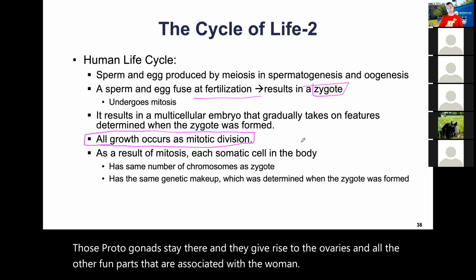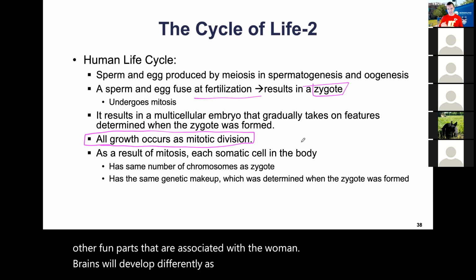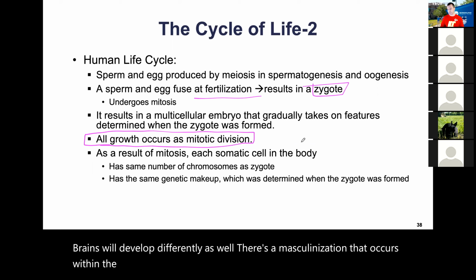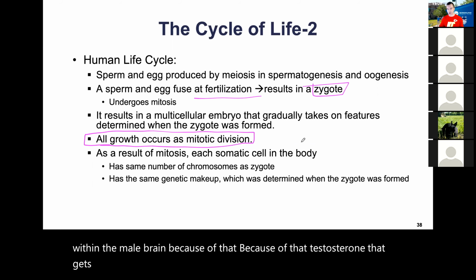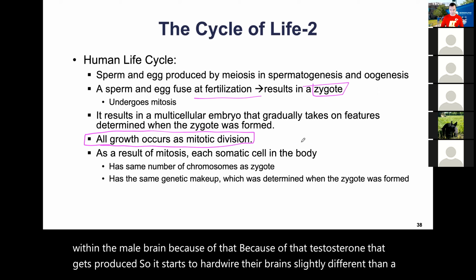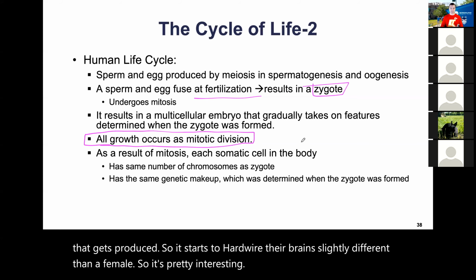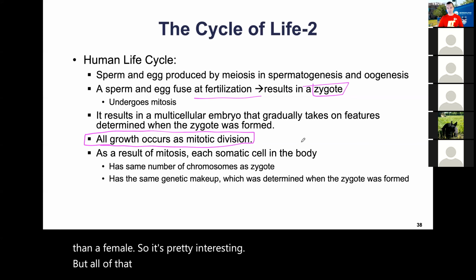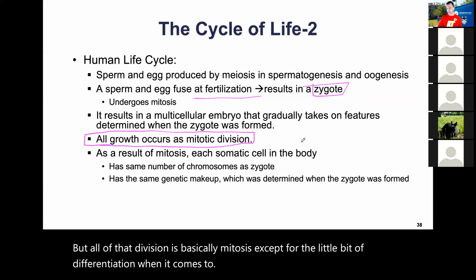Brains will develop differently as well. There's a masculinization that occurs within the male brain because of that testosterone that gets produced. So it starts to hardwire their brains slightly different than a female. So it's pretty interesting. But all of that division is basically mitosis, except for the little bit of differentiation when it comes to the testicles or the ovaries.